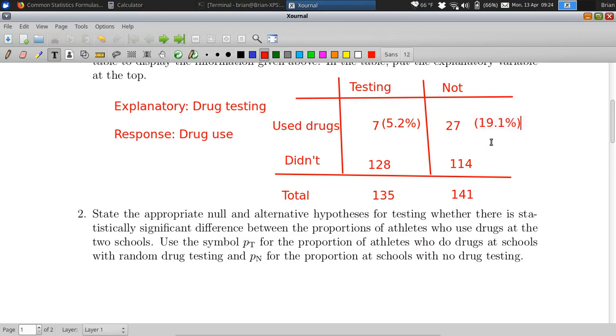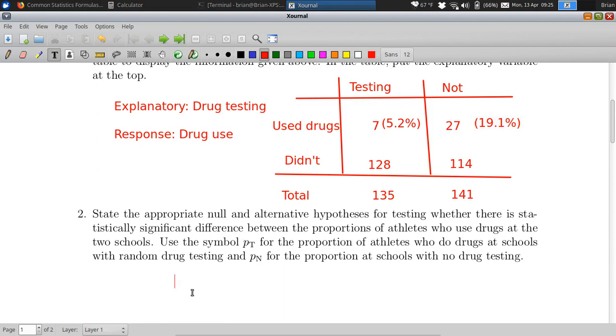19.1% is way more students using drugs, student athletes admitting to using drugs, than the school with random drug testing. So it looks like it's making a difference. But is it really, or could this have just been a fluke, right? That's where a hypothesis test will come in. That's what a hypothesis test is designed to do, to tell us if sample data like this is real evidence of a difference or if it's just something that could have been a random fluke.